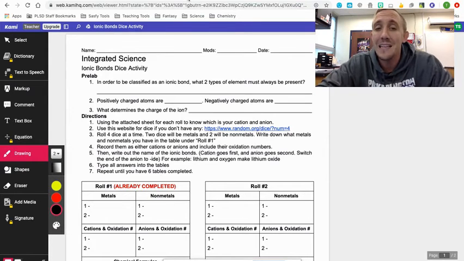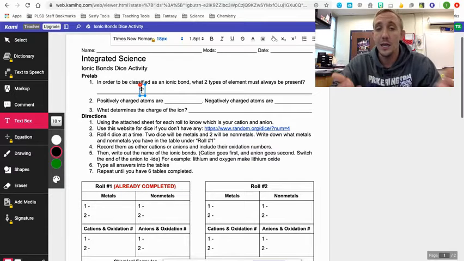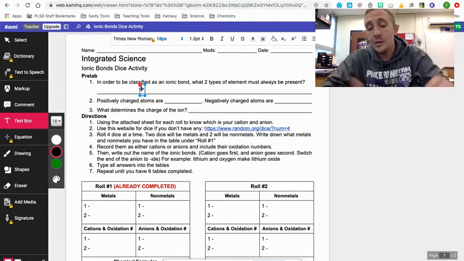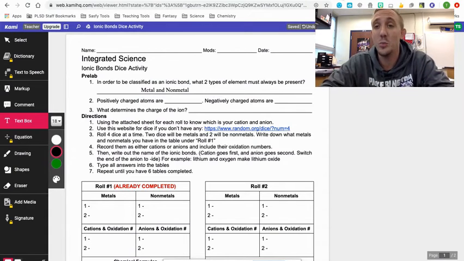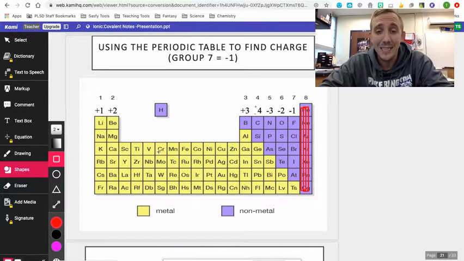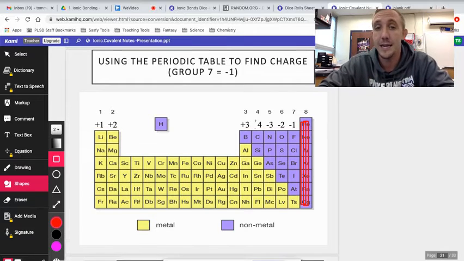In order to be classified as an ionic bond, what two types of elements must be present? Well, what is an ionic bond? What two things do we need? Your answer should be a metal and a non-metal. That's what tells you it's ionic. When we look at our periodic table, it's going to be an element in yellow and an element in purple. That is what's telling you it's ionic.